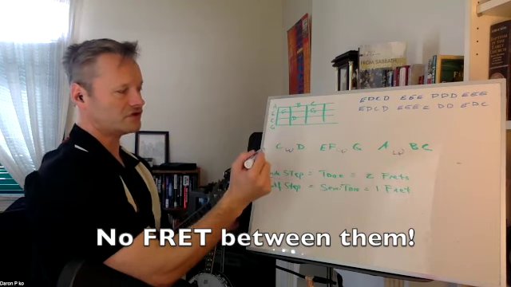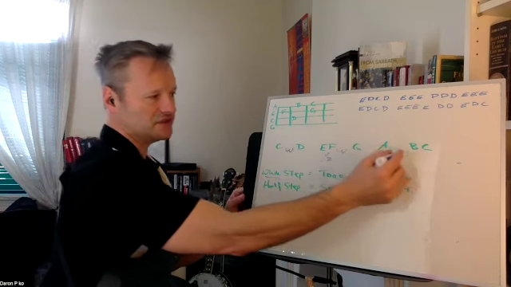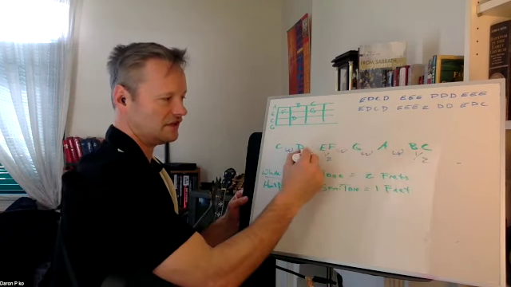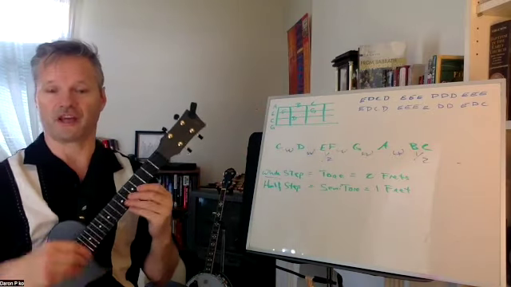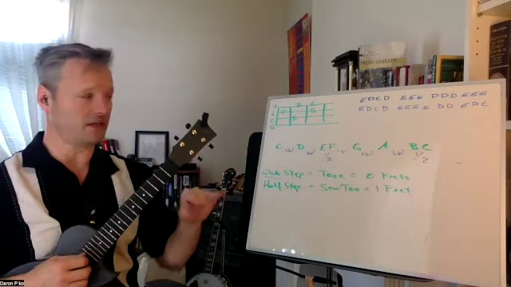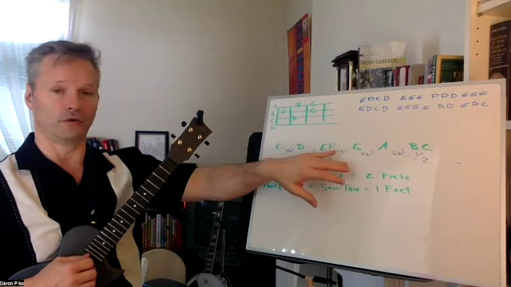E to F, there's no step between them, so it's only a half step. Same with B's and C's. G and A, D and E are also whole steps. Because we're crossing from one string to another at that moment, that's not as easy to see, but there is now your major scale. Whole, whole, half, whole, whole, whole, half.